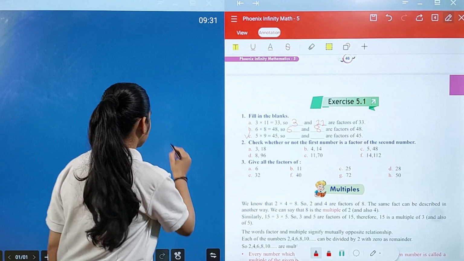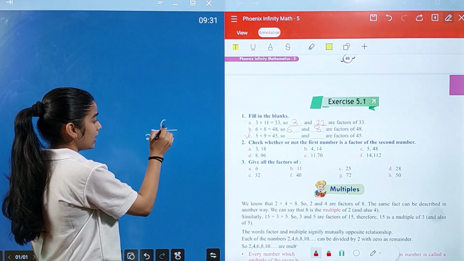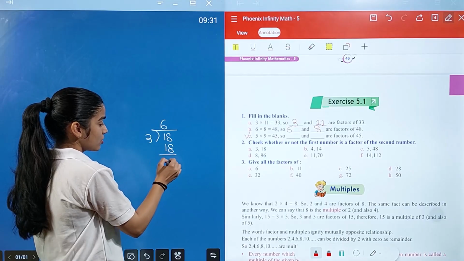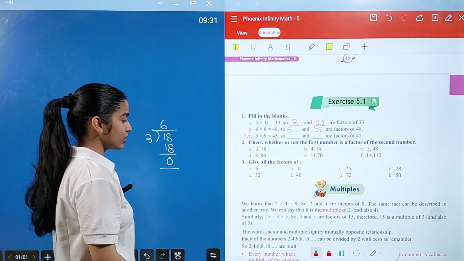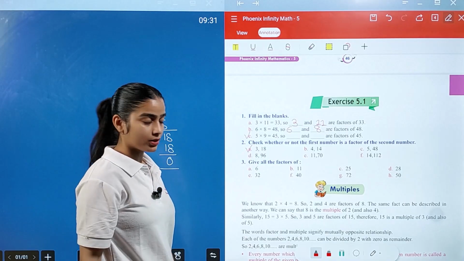So you have to divide it. We already know that 3 sixes are 18. So there is no remainder, and we can say that yes, it is a factor. 3 is a factor of 18.